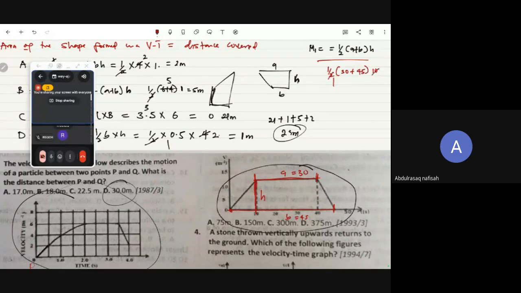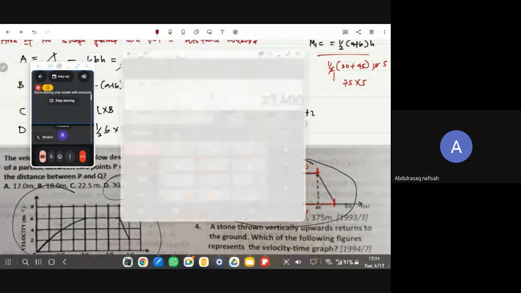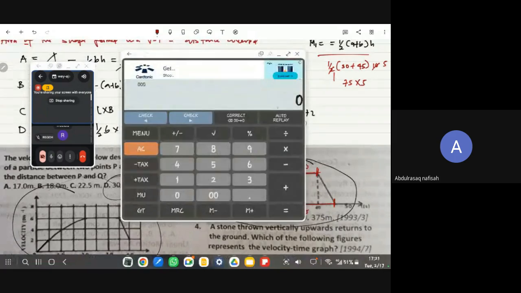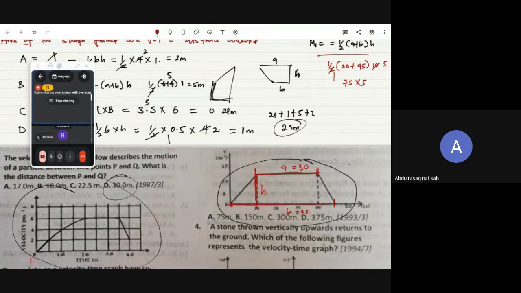So we just use the formula half times (A, 30, plus B, 45) multiplied by H, which is 10. Half of 10 is 5. 30 plus 45, 75, times 5. 375 meters. Option G. 375 meters. So that's one method to do it.